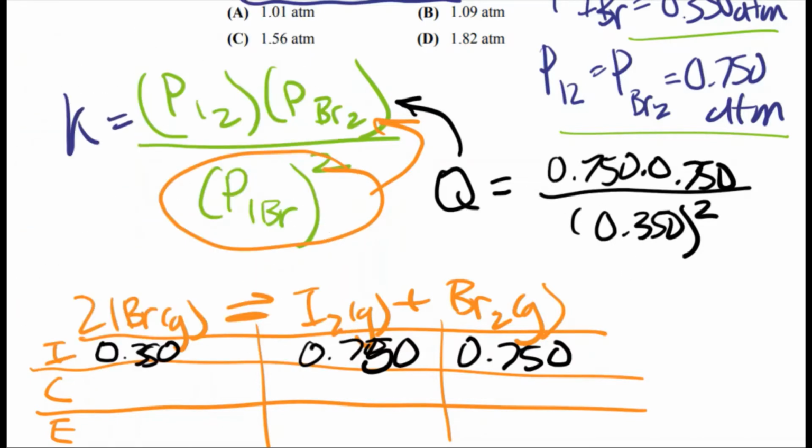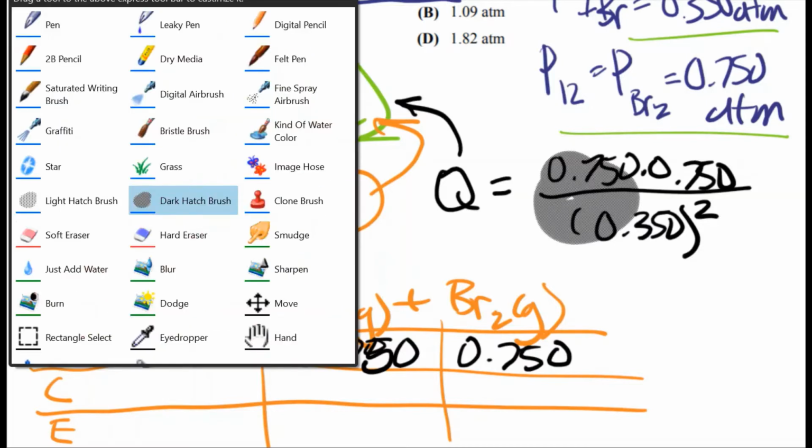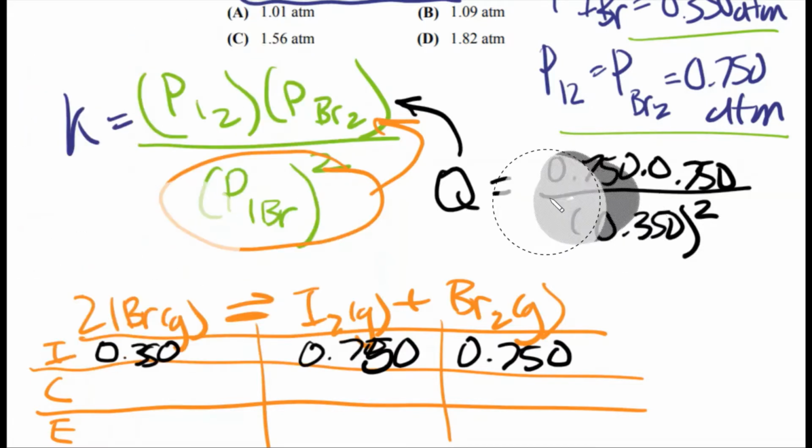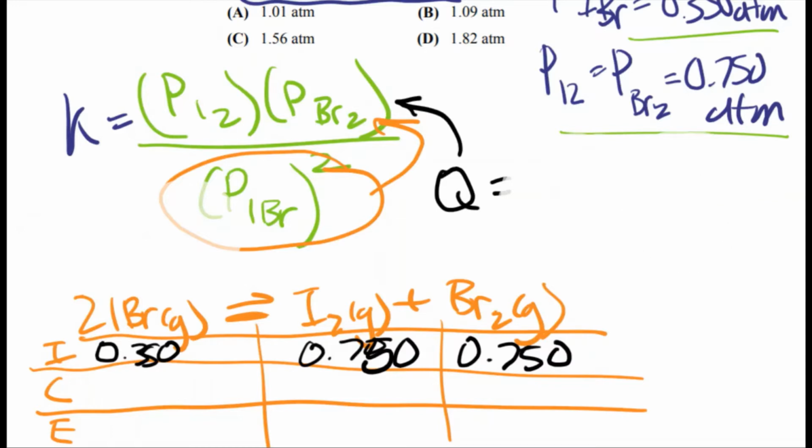Whoa, what happened there? I don't think that was supposed to happen. Give me a second. I have to use the correct tool. There you go. So the Q is equal to around 4.59.